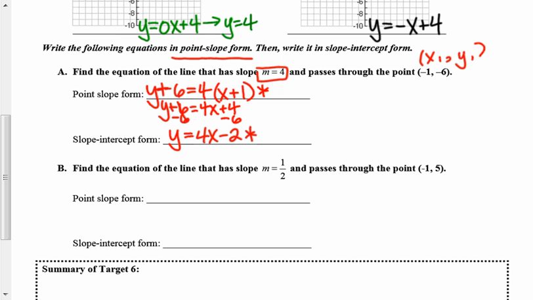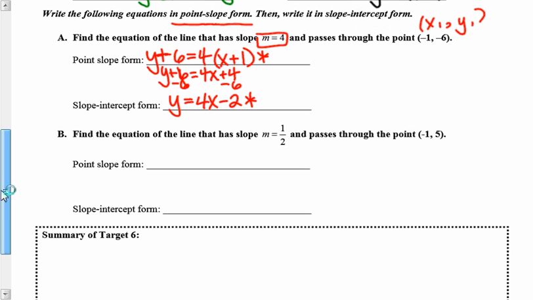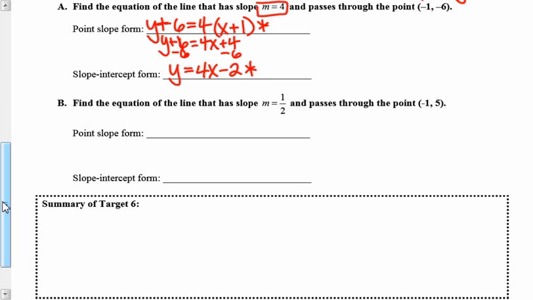We're going to try another example that's similar, it's just different numbers. So remember, we're going to start off in point slope form, which means we need three pieces of information. We need to know what the slope is, which we do. We need to know what x1 is, which is the x coordinate, so that's -1. And we need to know what the y coordinate is, which is 5.